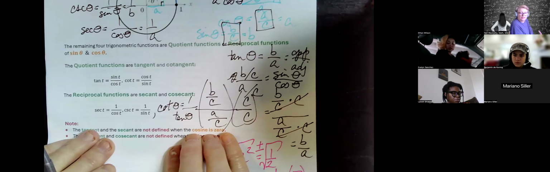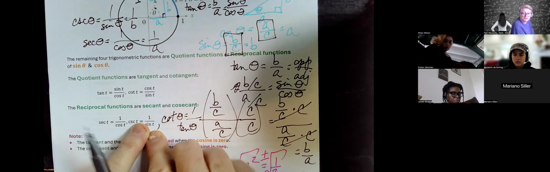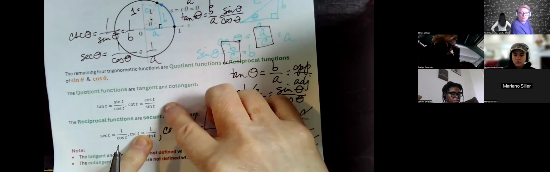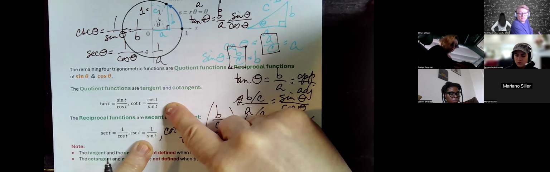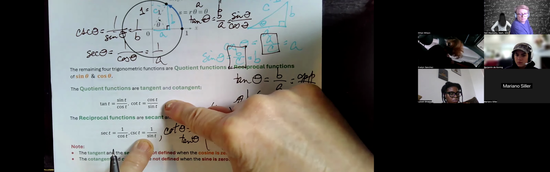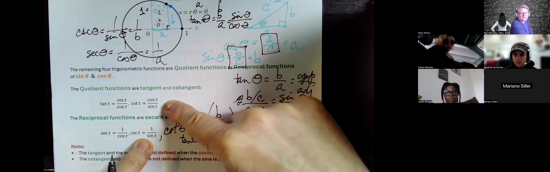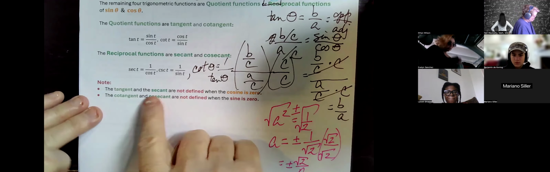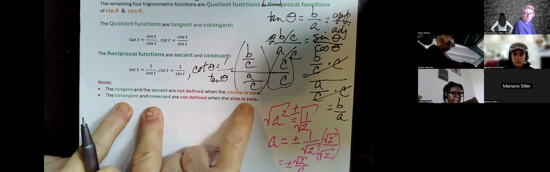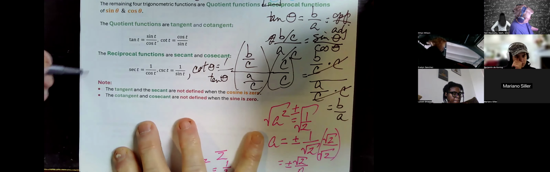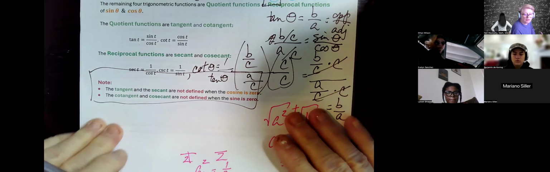And now let's look at the cosecant and the cotangent. What did they both have in their denominators? Sine. So cosecant and cotangent are not defined when the sine is 0. And that's really important information to have at the back of your head.